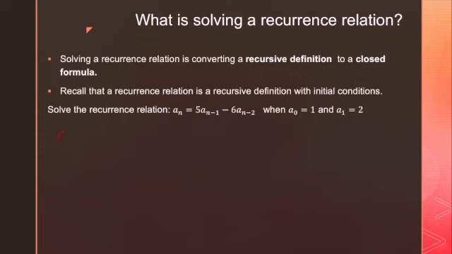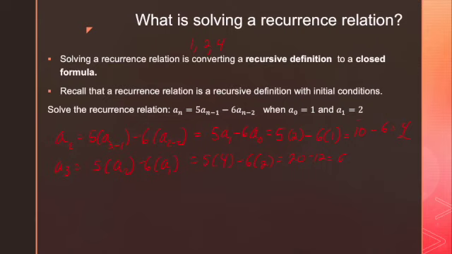That gives me 5 times 2 minus 6 times 1. 5 times 2 is 10. 6 times 1 is 6. So I get 4. So now I have my series. Let's write it up here. 1, 2, 4. Okay, let's figure out another one. If I have a sub 3, that's 5 times a sub 2 minus 6 times a sub 1, which is 5 times 4, what we found before, minus 6 times 2 is 20 minus 12, which is 8.